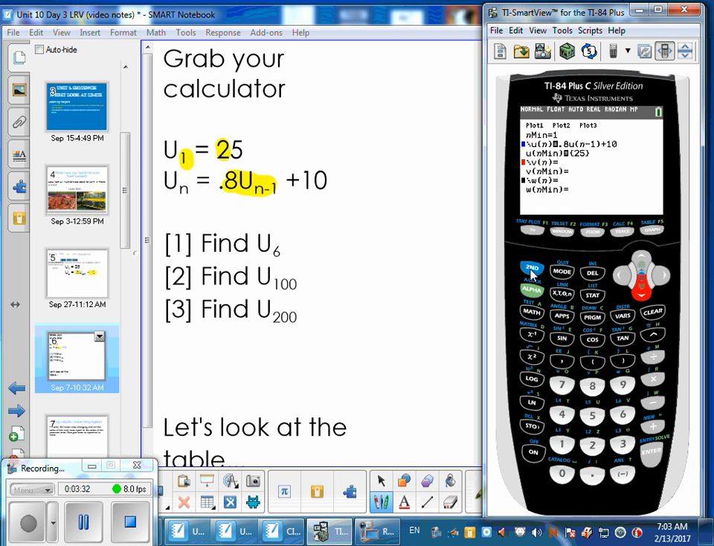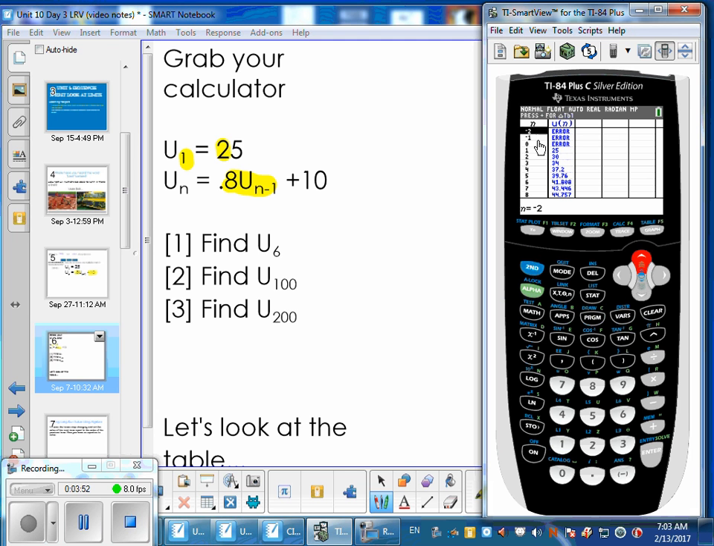All right, and I'm just going to hit second quit and get back to my home screen. Now there's multiple things you can do with this function. So the first thing we're going to do is we're going to go to second graph and get the table. So you can get the table of values ranging from 0 up to whatever value you want.